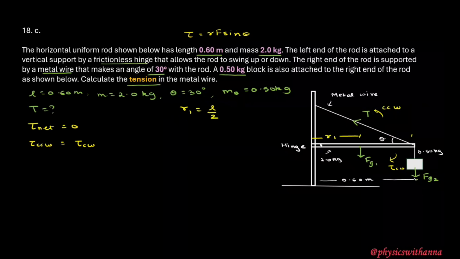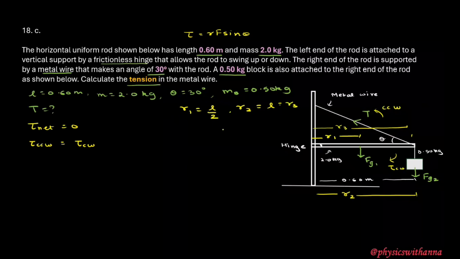The next force is the force due to gravity acting on the block. Since it is located at one end of the rod, this distance, which we call R2, is equal to the length of the rod, so R2 equals L. Then we have the counterclockwise torque produced by the tension in the string. Tension also originates from the point at the end of the rod. The distance of the tension force from the axis of rotation, we call R3, and R3 will also be equal to the length of the rod.